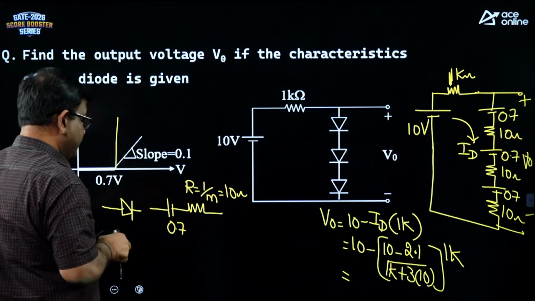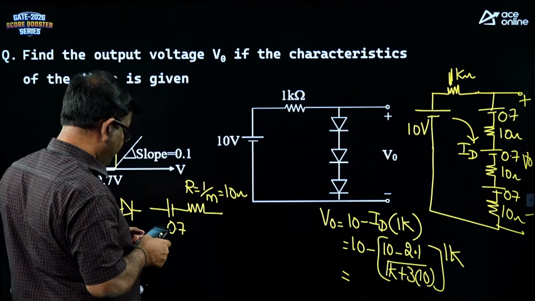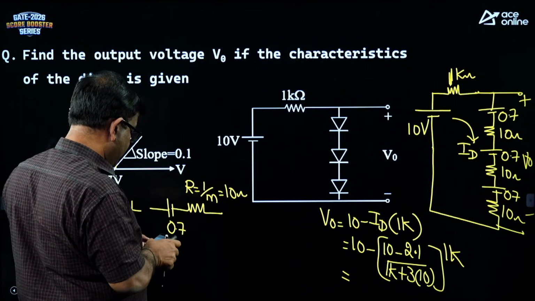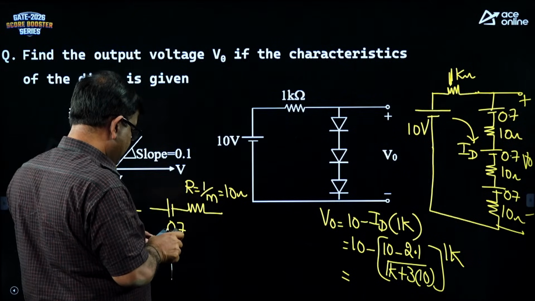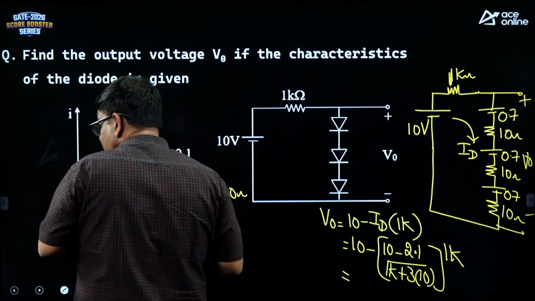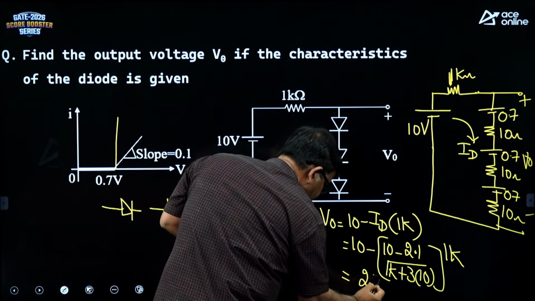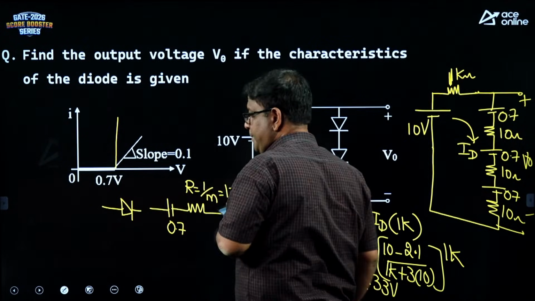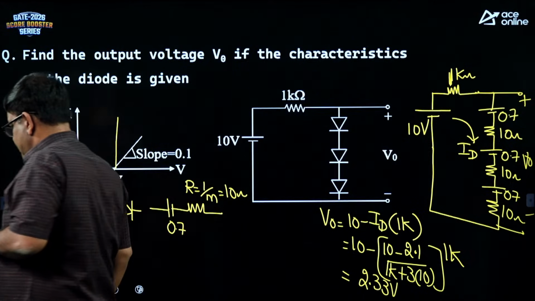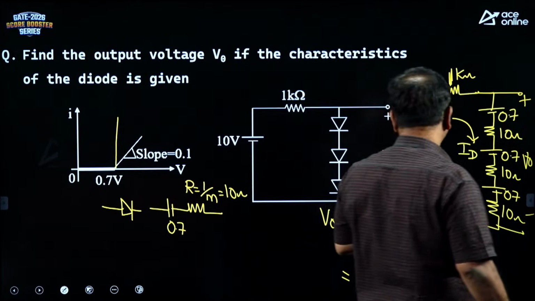Let me calculate 10 minus 2.1 by 1K plus 3 times 10. I am getting around 2.3. Very good, Aman. 2.33 volts. Good, Aman. 2.33 volts. That is the solution.